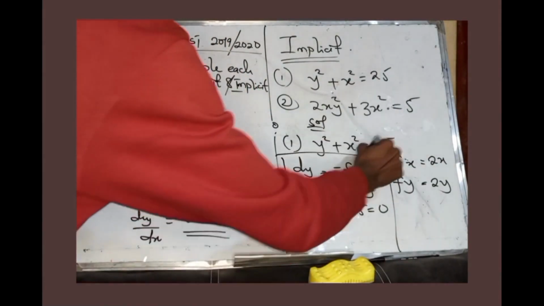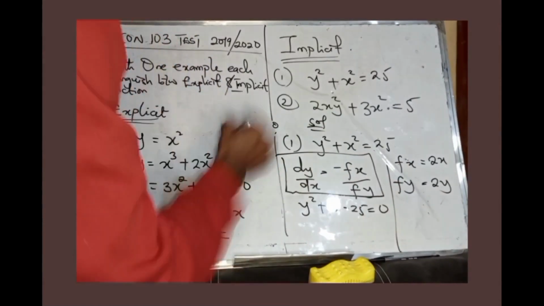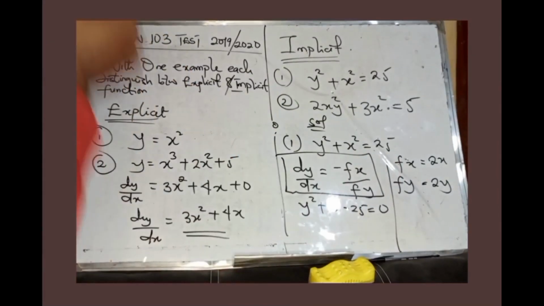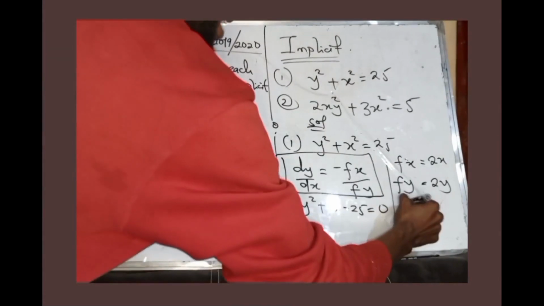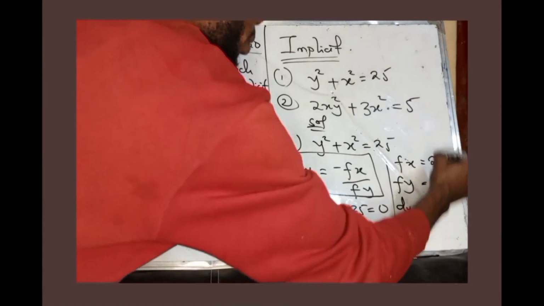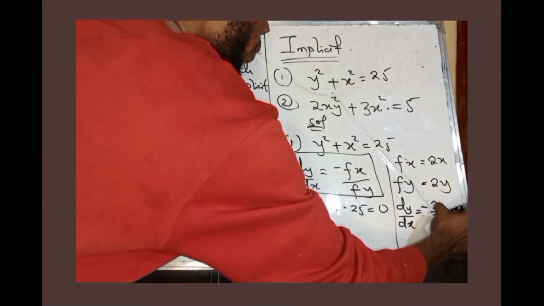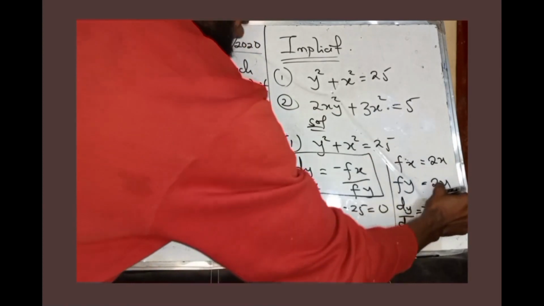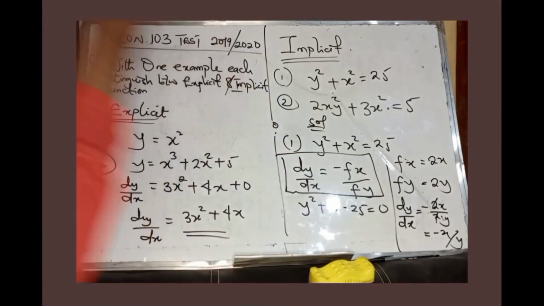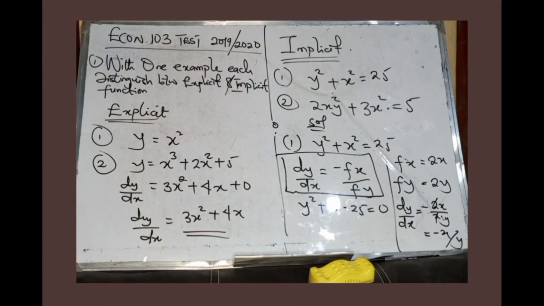Now, from this formula of implicit, dy over dx is equal to minus fx over fy. My answer becomes dy over dx equals minus 2x over 2y. Then 2 cancels 2, and finally my answer is minus x all over y. Alright guys, so this is the solution to question 1 for Econ 103.